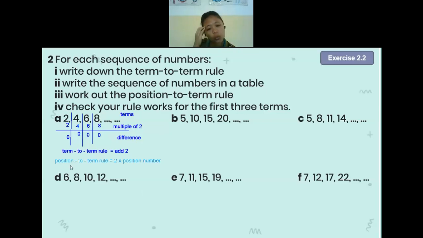If no one is confused, let us continue to question B. What is the term to term rule in question B? Anyone want to help me find the term to term rule? Okay, you can type it in the chat or you can unmute yourself. Okay, someone already told me it is add 5. After you know it is add 5, the second thing you have to do is find the multiples of 5.